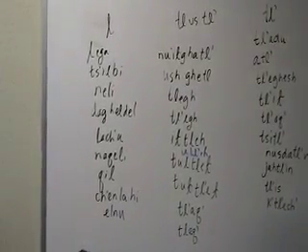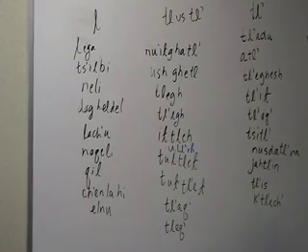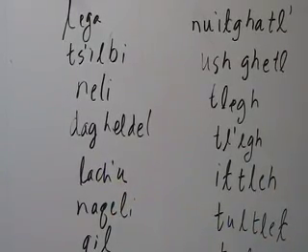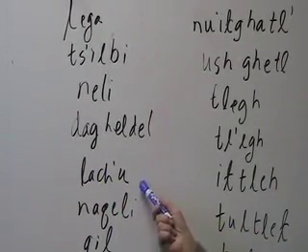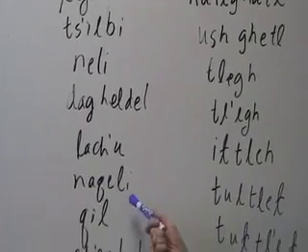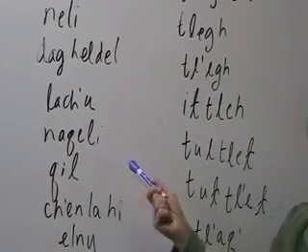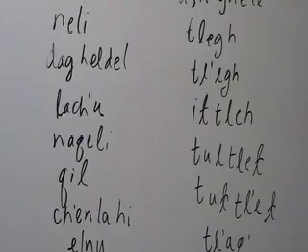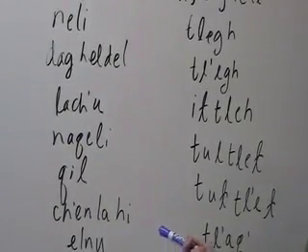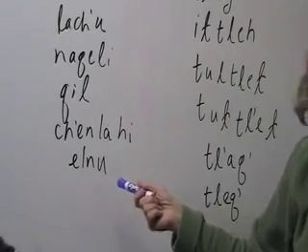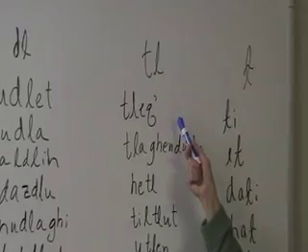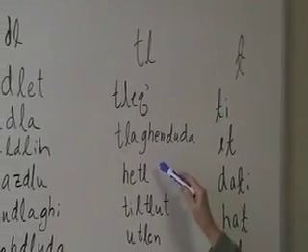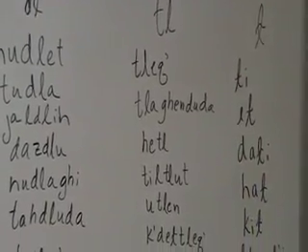Next L, liga. Silvi. Li. Darldun. Lato. Nakli. Kel. Tenlache. Elnu. Cluck. Klavenduda.